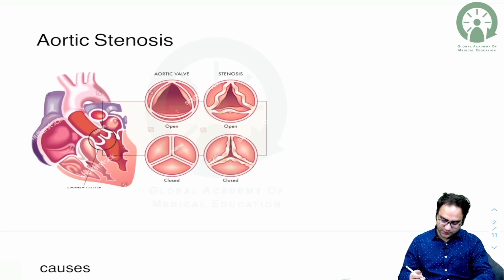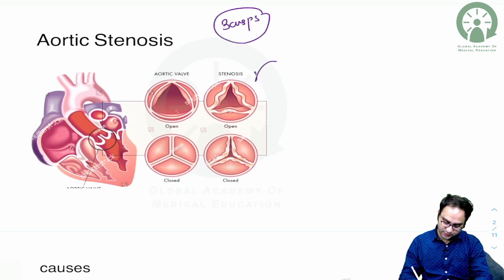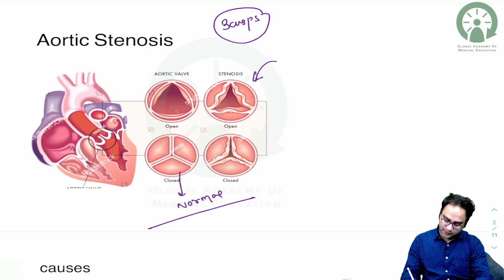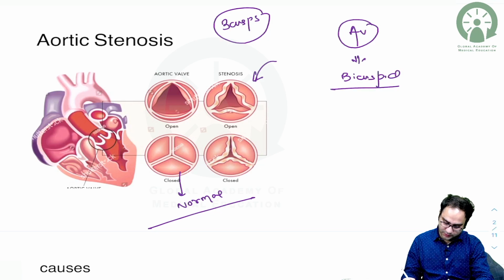First of all, if you look at the anatomy, the aortic valve mostly has three cusps. This is how it looks when it is stenosed, and this is the normal. But the aortic valve can also be bicuspid, so we call that a bicuspid aortic valve.